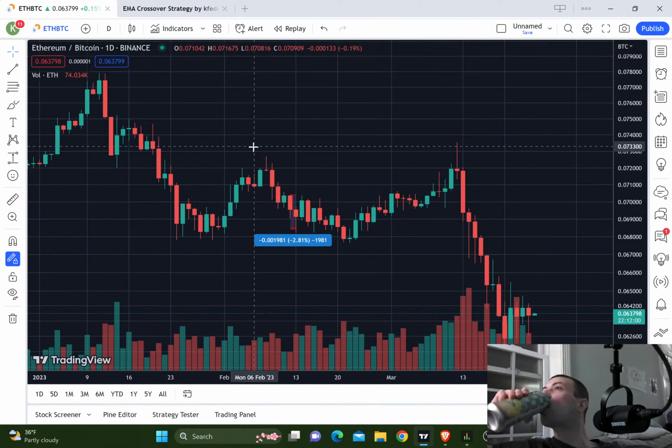Does Fibonacci work with indicators besides Bitcoin? Yeah, it works for anything. Yes, it works for everything.